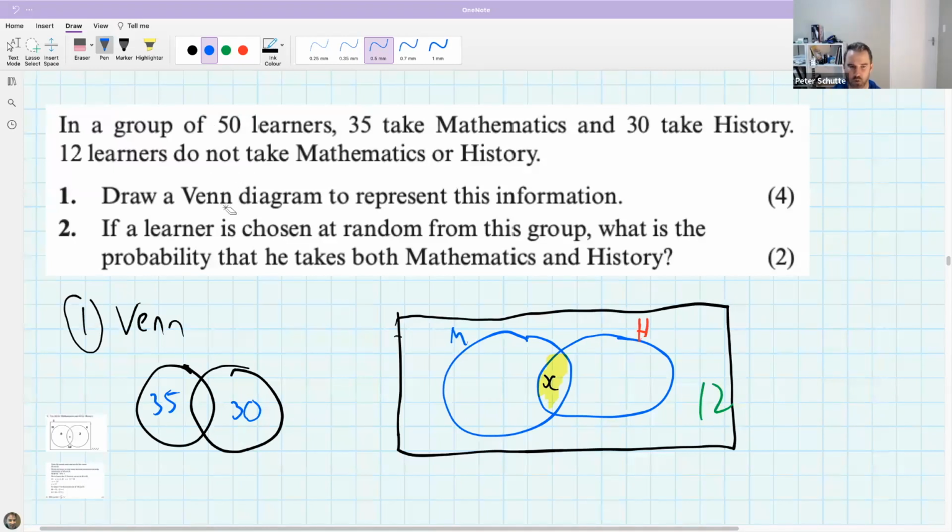It's a really good question though. If there was no intersection, if 35 only took maths and 30 took history, you'd already broken the question because there are only 50 in total. So the only way to resolve that is if there is something in the intersection. But I love that question.